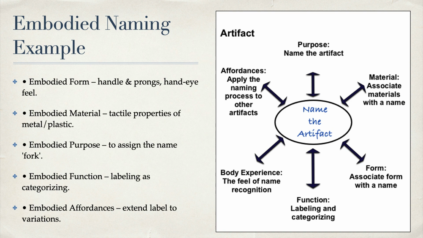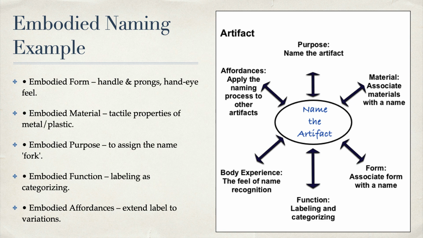We have embodied material. This is tactile properties of wood, steel, or perhaps plastic. The coldness of the metal, the lightness of the plastic. These materials also affect how it's gripped, washed, or used. And we have our embodied purpose. In this naming context, the purpose is to fix a symbol, the word fork, to this particular form, presumably allowing for communication and recognition. And we have embodied function. This is action of labeling. By saying this is a fork, we attach a category to an object.